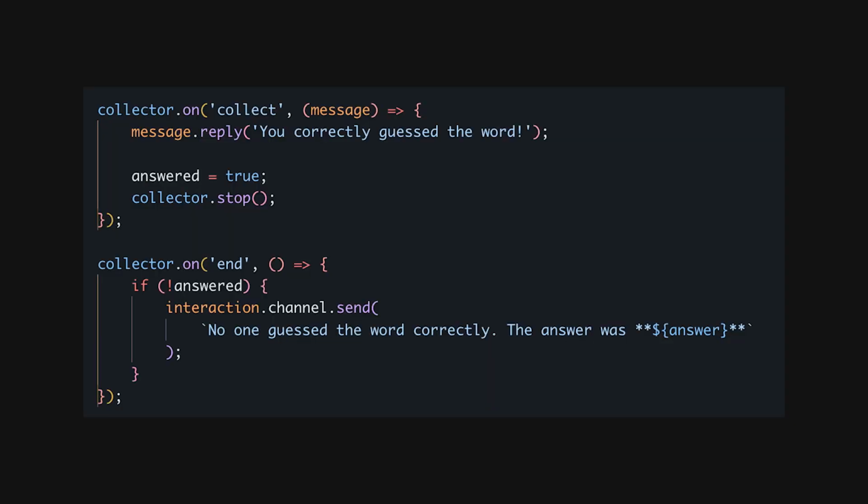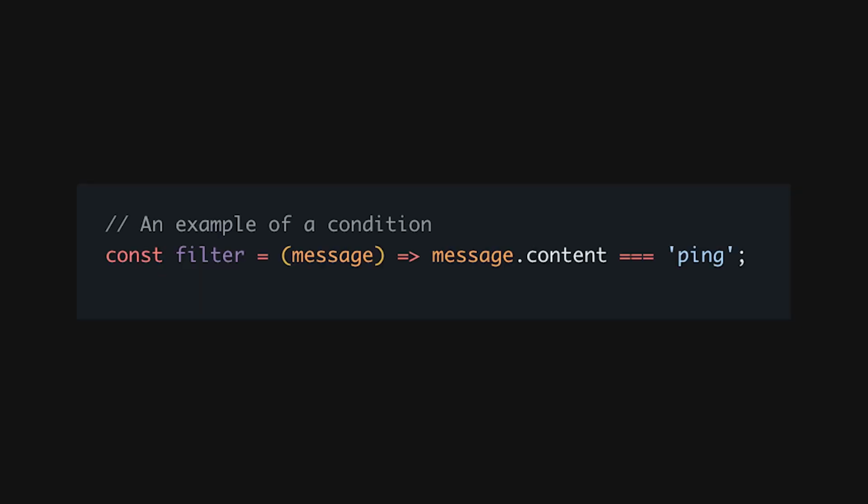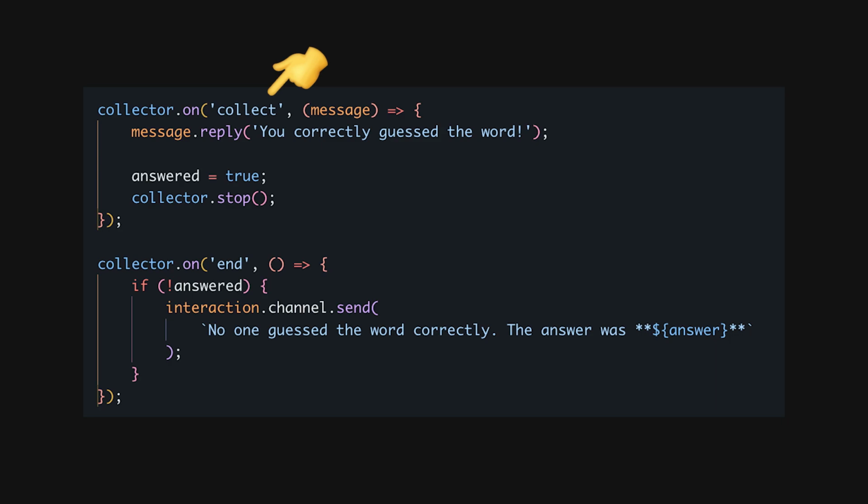Hey, so I've previously covered Discord.js button collectors, and now it's time for message collectors. So what even is a message collector? It's basically an event listener that you set up with specific conditions. Once a message meets that specific condition, the collector lets you know so that you can handle that message.